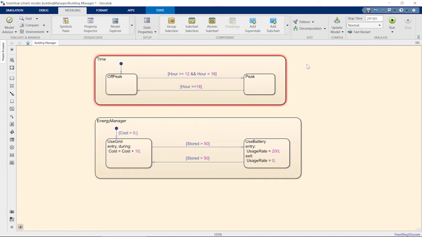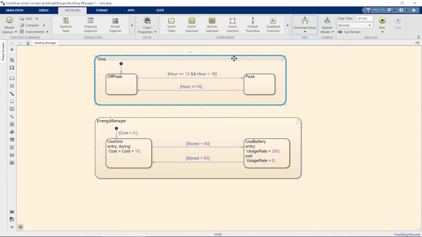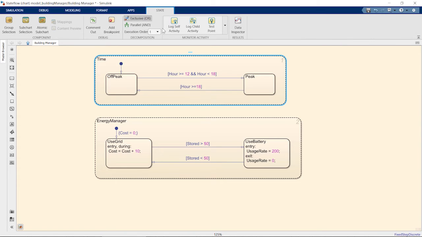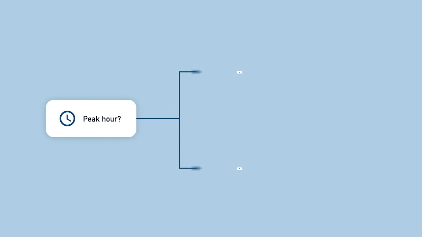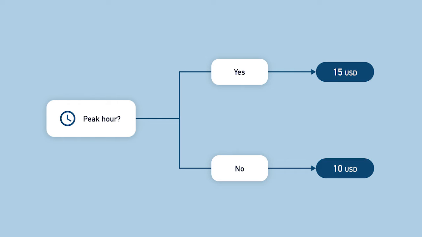We want to track the time and manage the energy sources concurrently, so let's switch the chart decomposition to parallel. We call these parallel states, but in reality things must happen in a particular order. Stateflow lets us specify the execution order for each parallel state, which helps us to avoid ambiguities in our decision logic. Next, let's check the execution order for these two parallel states. To be able to calculate the energy cost, we need to know the current time first, so the execution order is already correct.